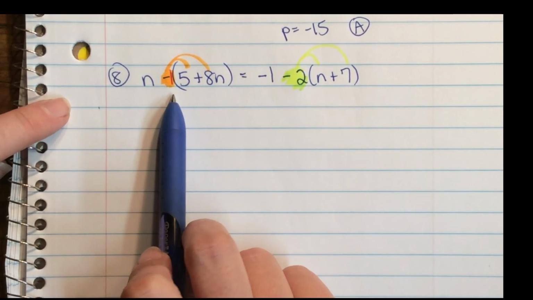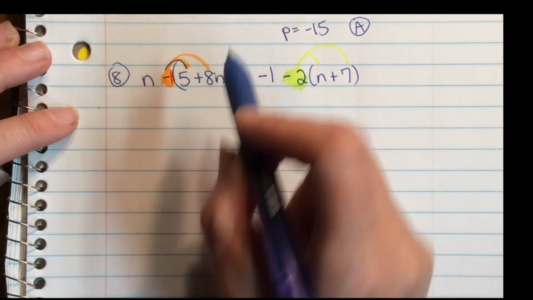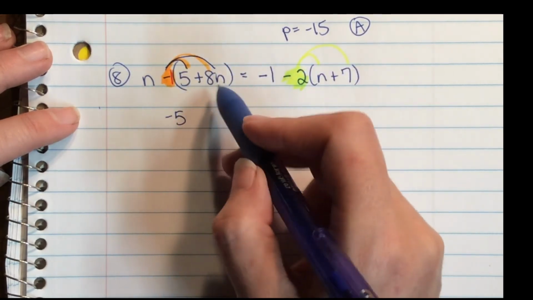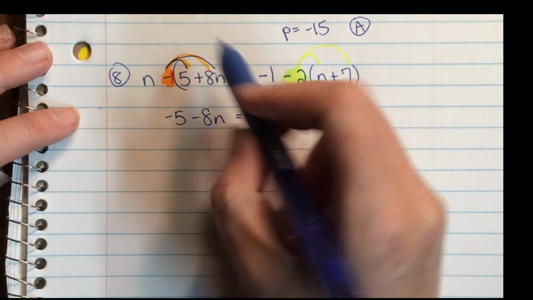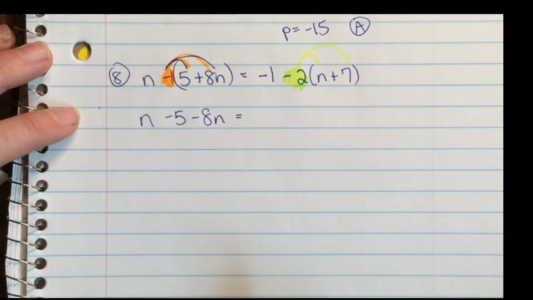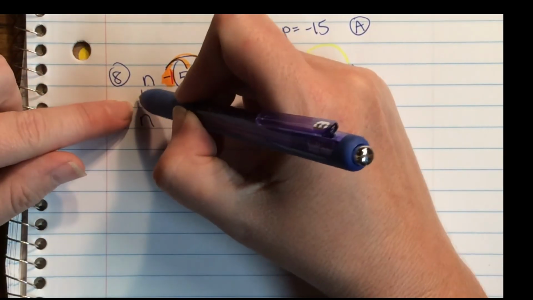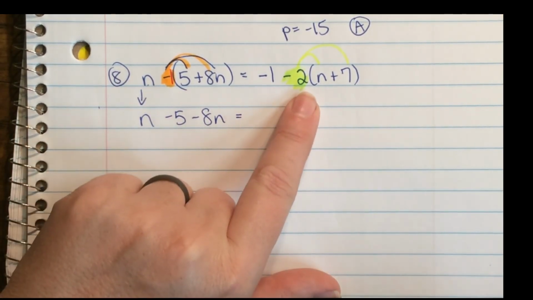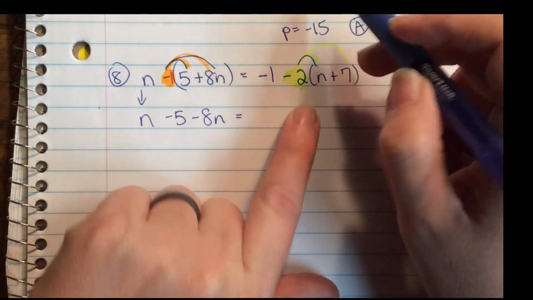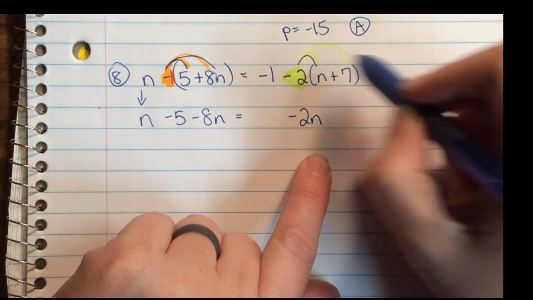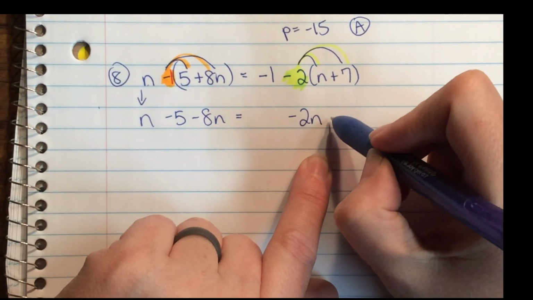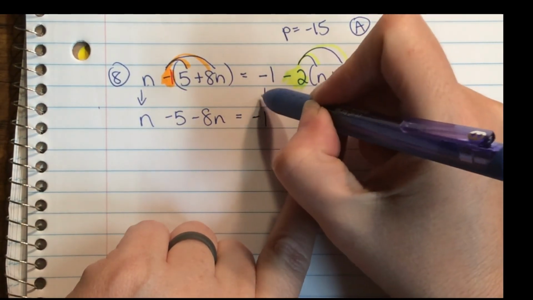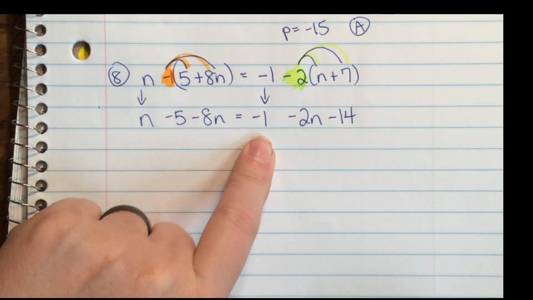We'll just start with this side. So -1 times 5 is -5. And then -1 times 8n is -8n. And then this n's going to come down just like it was. We didn't change it at all. So now we're over here. -2 times n is -2n. -2 times 7 is -14. And then this -1 comes down. We didn't change it at all.